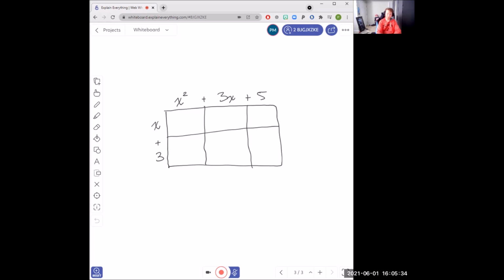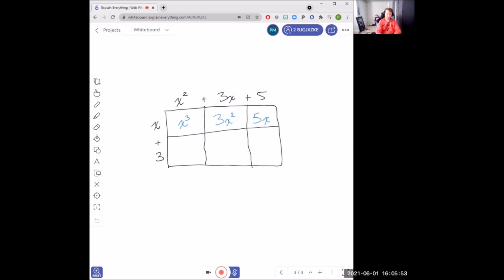So if we go across, we're looking at this top left here. Here we're doing x squared times x. Well, that's x cubed. And then the next box over, we have 3x times x. Well, that's 3x squared. And in the final box, we have 5 times x.